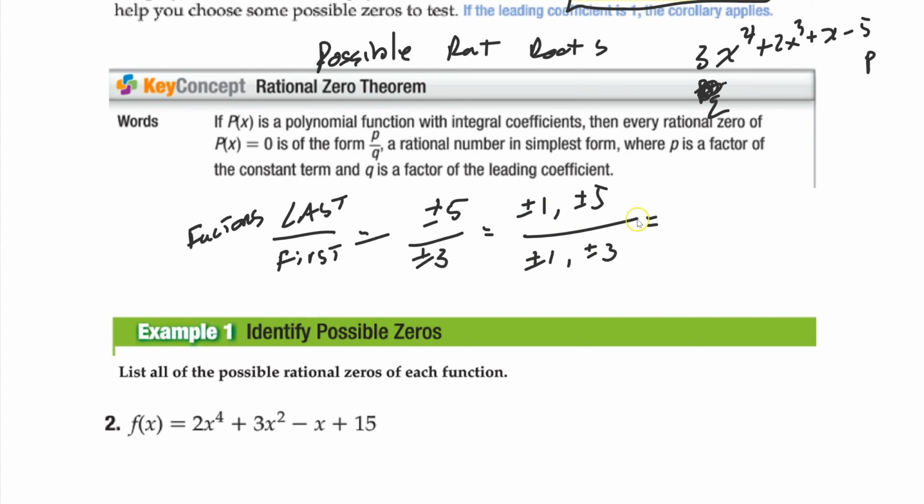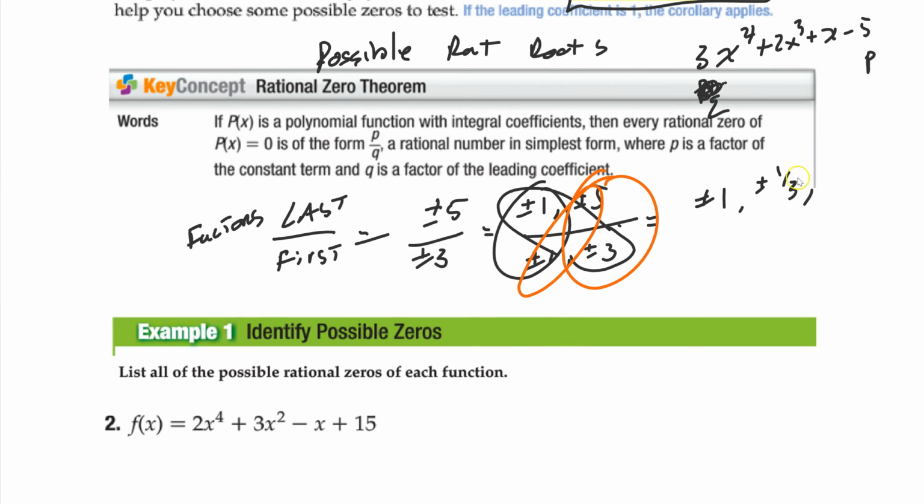So I can do 1 over 1, which is 1, 1 over 3, so plus and minus 1/3. Then I gotta do the 5 combinations, so 5 over 1, and 5 over 3, so plus and minus 5, and plus and minus 5/3. So those 8 possibilities, right, there's 4 but plus and minus, are the only possible rational roots. Of all numbers in the world, those are the only ones that might work. I'm not sure which ones we actually got.